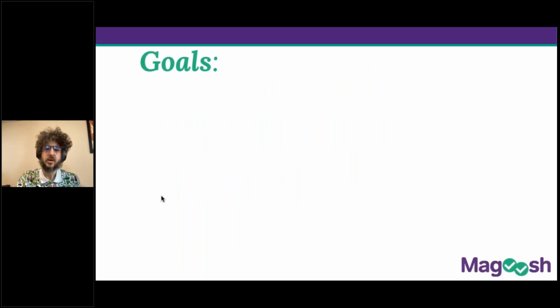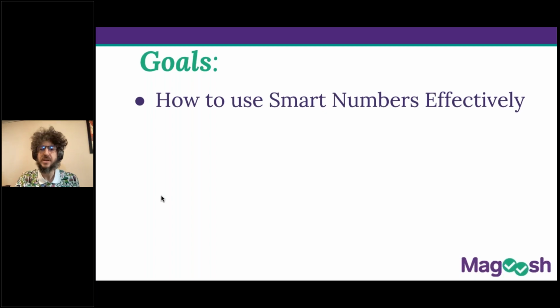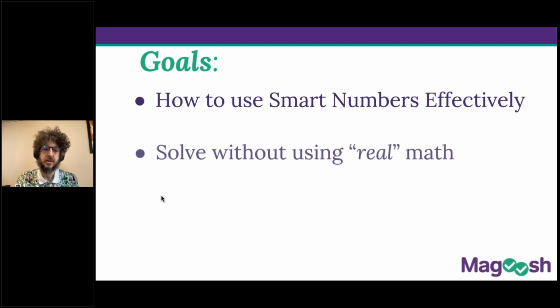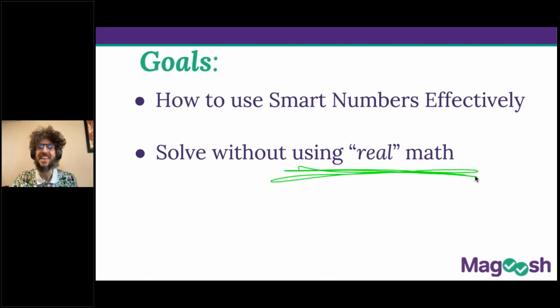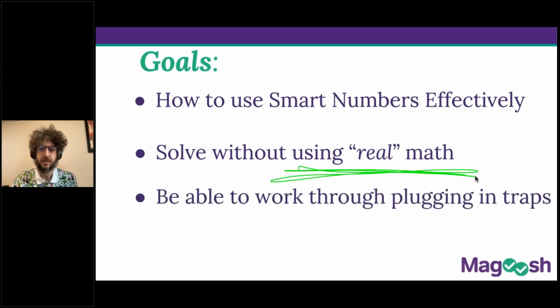Okay, what are our goals for today? We have 3 goals. We're going to learn how to use smart numbers effectively for plugging in numbers. We're going to solve without using real math, and I'm going to underline that and emphasize that. Yes, a lot of these questions, probably all of them, could be solved with algebra and real math. That is not the point of today's class, and we are not going to be doing that together. And I encourage you to not be doing that on the side as well as we're practicing these questions together.